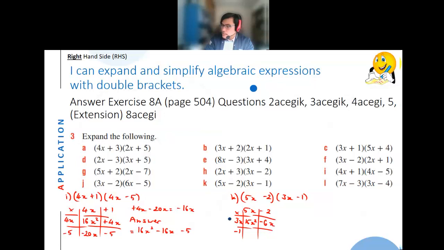Negative 1 times 5x. Negative and a positive is a negative. 1 times 5 is 5. That's going to be negative 5x. Negative 1 times negative 2. Negative and a negative is a positive. 1 times 2 is 2. So negative 6x minus 5x. That will be negative 11x. So our final answer will be 15x squared minus 11x plus 2.